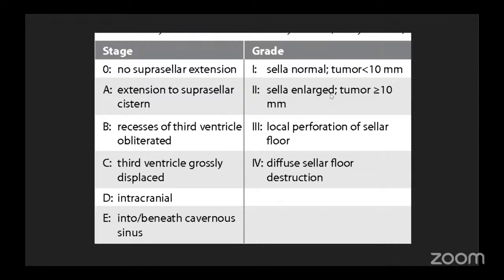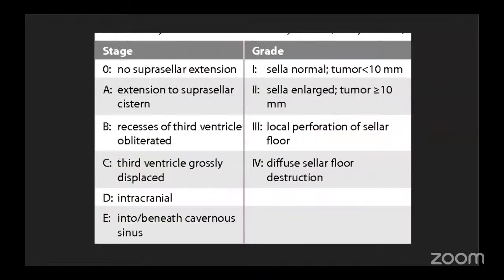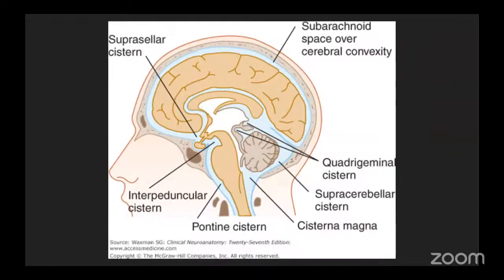Okay. Grades. Grades would show if the sella is normal, the tumor size is less than 10 mm, then the grade is 1, straightforward. If the sella is enlarged, which means that the tumor is bigger than 1 centimeter, then it is grade 2. If there's local perforation of sellar floor, then it's grade 3. And if there's diffuse sellar floor erosion, then it is grade 4. Let me draw.